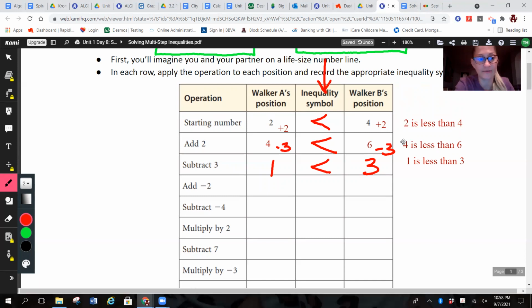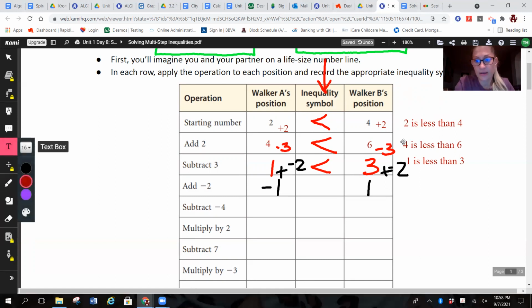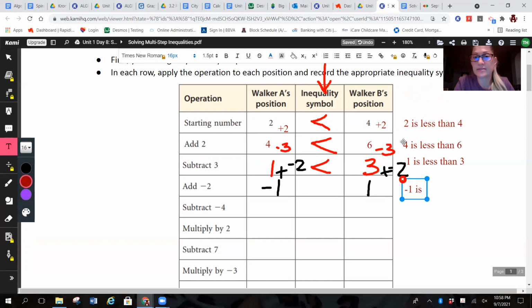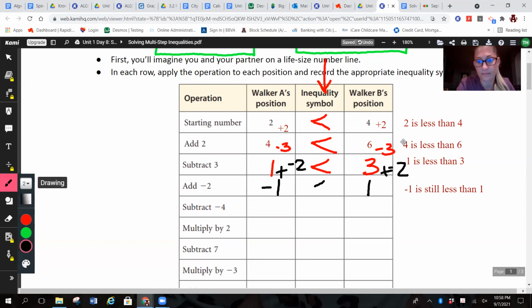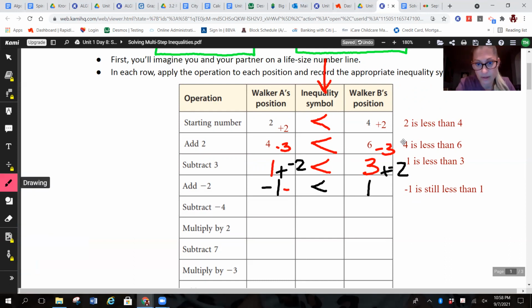Then we're going to add a negative 2. We're going to add negative 2 to 1, and a negative 2 to 3. And negative 1 is still less than 1. Okay, now we're going to subtract a negative 4.